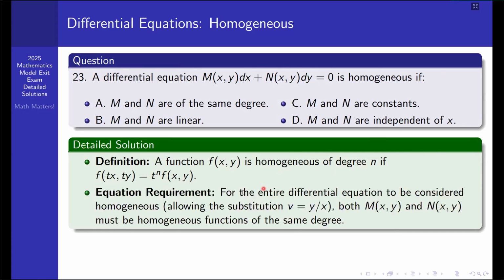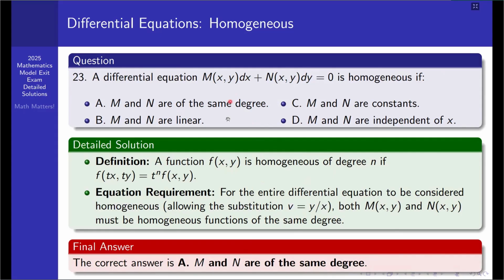Therefore, for the entire differential equation to be considered homogeneous, allowing substitution v is equal to y over x, both M of x y and N of x y must be homogeneous functions of the same degree. So the correct answer would be A, which is M and N are of the same degree. Simply, they must be of the same degree if the given differential equation is homogeneous.